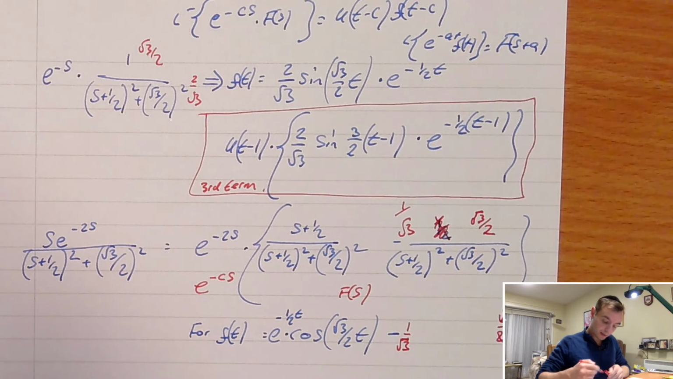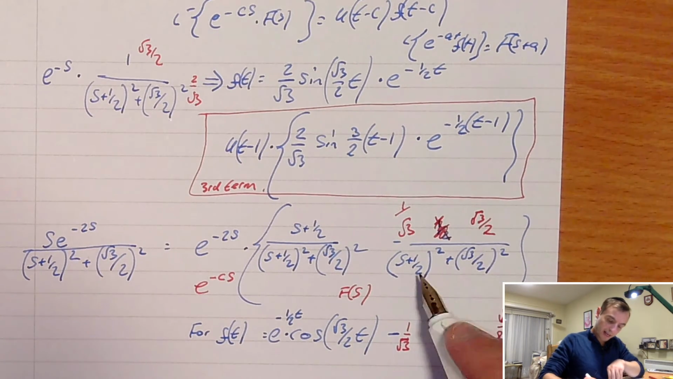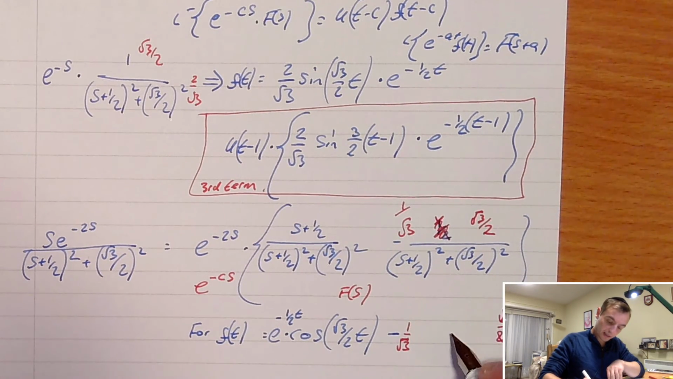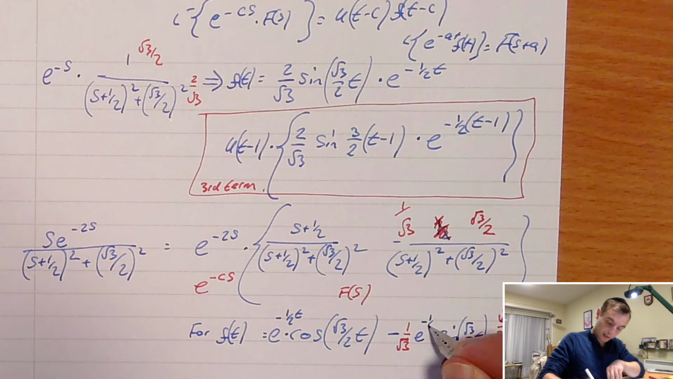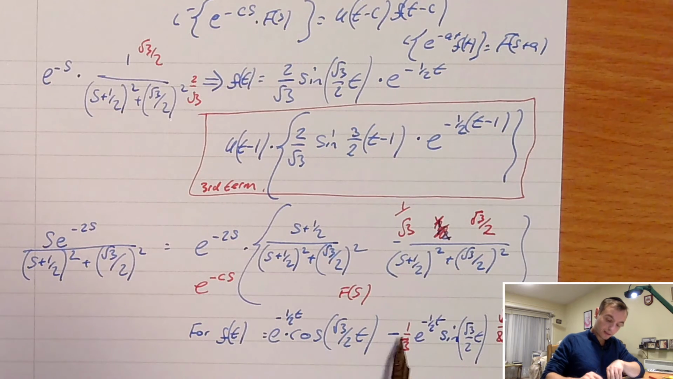and then this is going to be a on s squared plus a squared, which is going to be sine root 3 on 2t with a shift of e to the minus half t. So f of t. Right, so now we've got f of t.